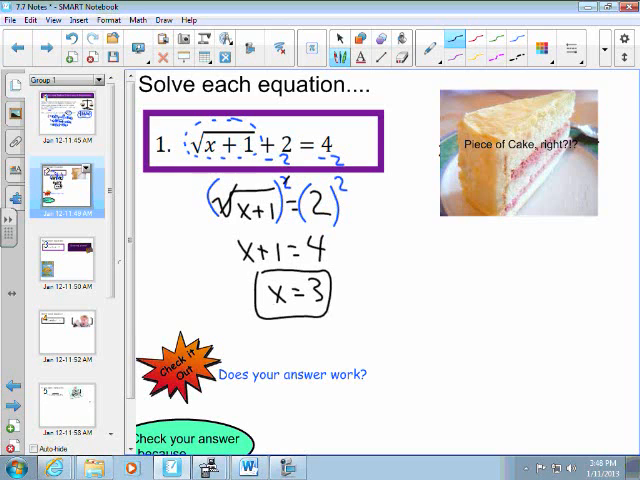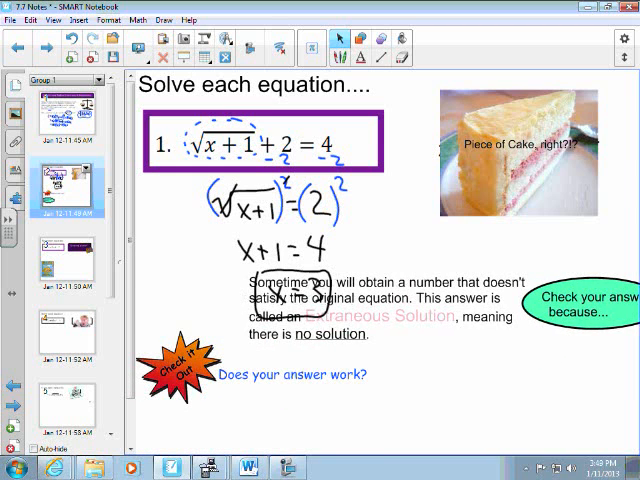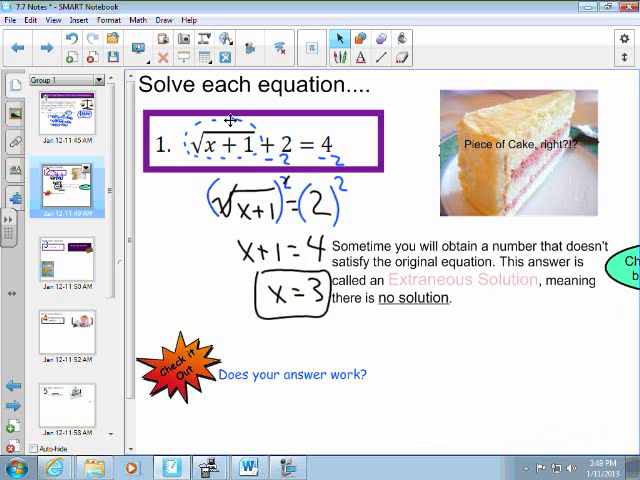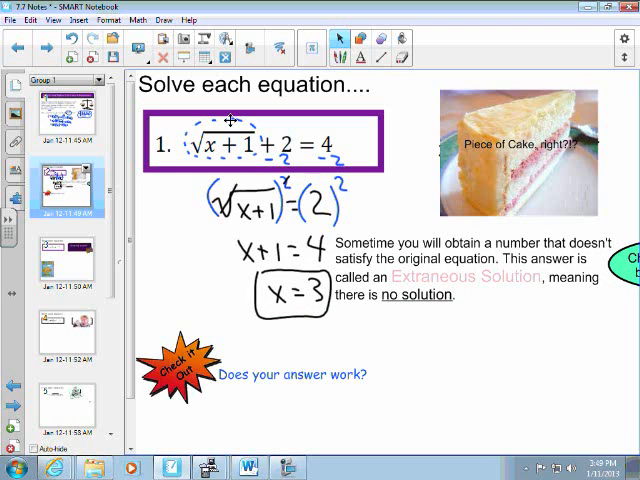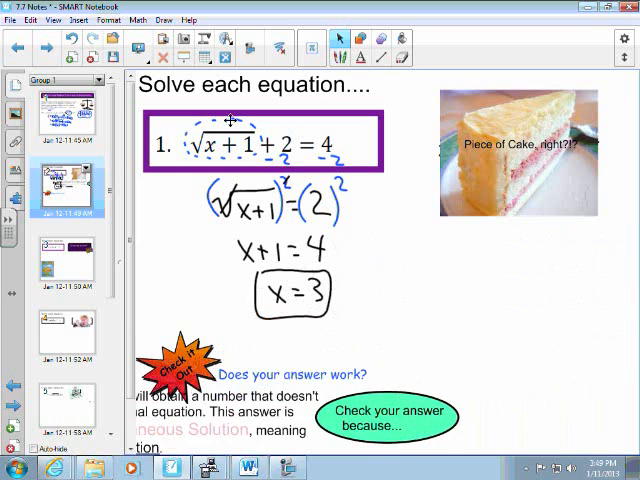Now, does our answer work? When you're doing these, you should check your answers, because with these root problems, even though you solved it right, sometimes your answer doesn't make sense. Once in a while, we get what's called an extraneous solution. So sometimes you'll obtain a number that doesn't satisfy the original equation. This is called the extraneous solution. If this happens where you plug it back in and it doesn't work out, then we write no solution for the answer. Let's see if this one actually works.